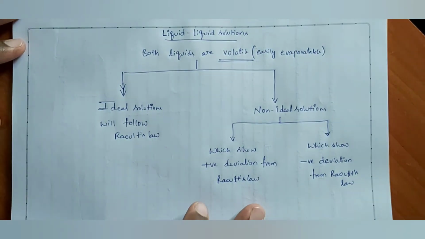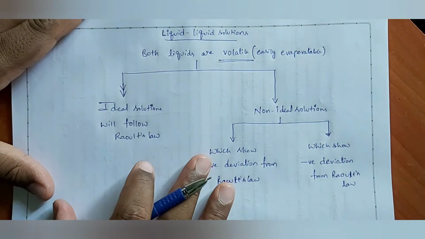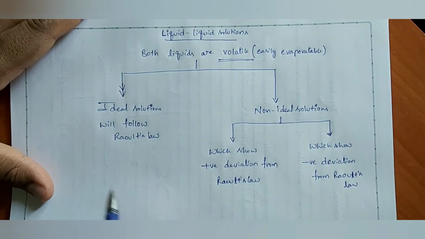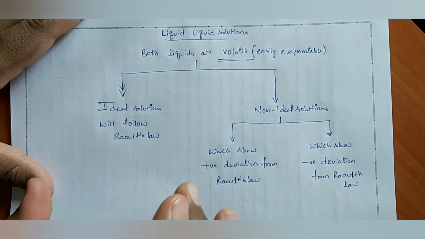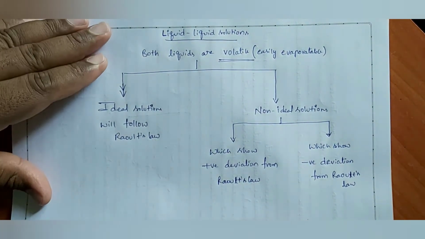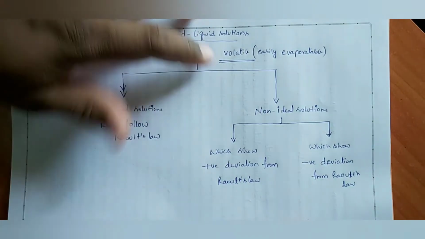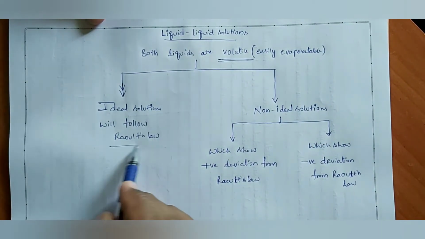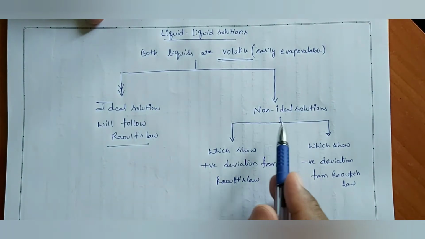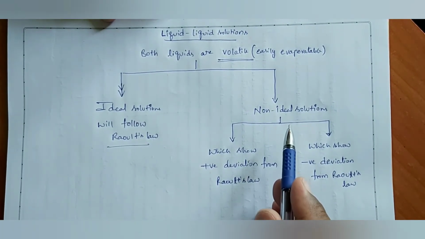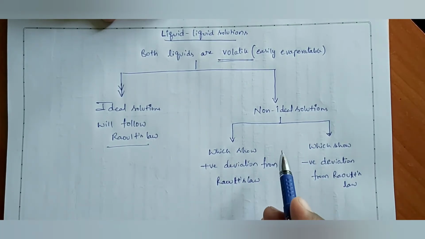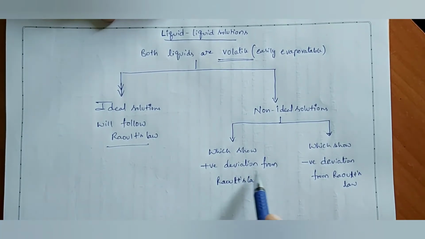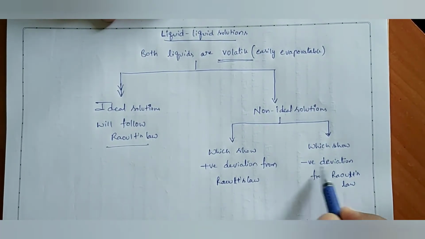This is a small introduction regarding liquid solutions. When we enter into the concept, every solution will become clear. Liquid solutions are classified into two types: ideal solutions and non-ideal solutions. Ideal solutions will follow Raoult's law. Non-ideal solutions will not follow Raoult's law; they will show some deviation from it. So there are again two types of non-ideal solutions. One will show positive deviation from Raoult's law, and another one will show negative deviation from Raoult's law.